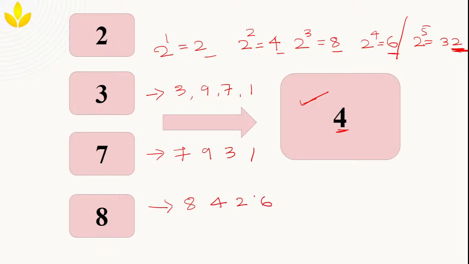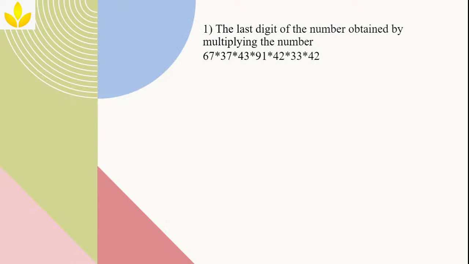Clear guys? Okay. So now we learned the unit digit concept and how to find the cyclicity, and you got to know the cyclicity for all these numbers. Using this, now we'll start solving the problems. The first problem here is: the last digit of the number obtained by multiplying the numbers 67, 37, 43, 91, 42, 33 and 42. The options given are option A 0, option B 2, option C 4 and option D 6. Okay, we'll try to solve this problem.